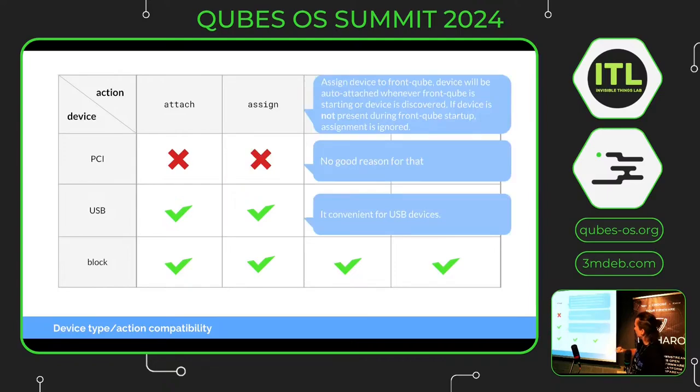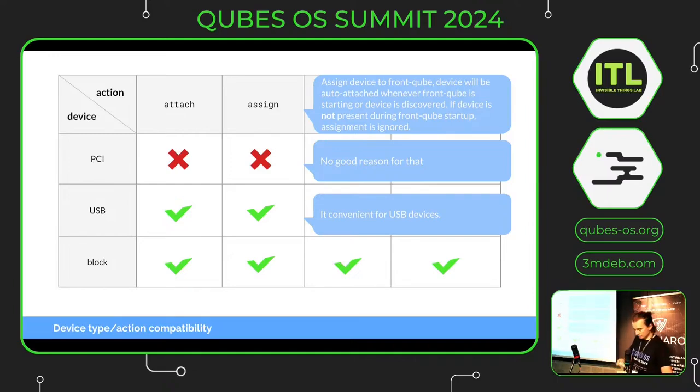And assign, in contrast, says that whenever the device is discovered in the system or the front-end VM is started, the device will be automatically attached to that front-end. There is also no good reason to assign the devices otherwise. What is important, if this device is not discoverable during the startup of the domain, nothing happens. The domain just starts as always, but without that auto-attached device. It's very convenient for USB.